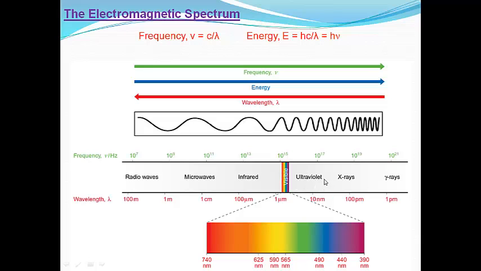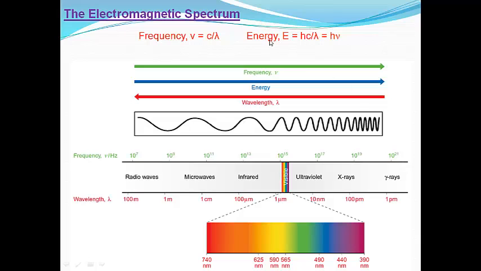And then we move on to the ultraviolet radiation, which has wavelength values of around 10 nanometers, and the frequency values are around 10 to the 17. Then we move on to X-rays, which are much smaller, and then gamma rays, which are even smaller, around 1 picometer, and the frequencies are 10 to the 21. So what we can see here is that, again, we are establishing the relationship between wavelength and frequency. As the wavelength is decreasing, the frequency is increasing.